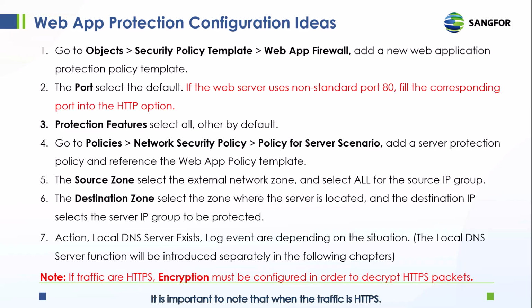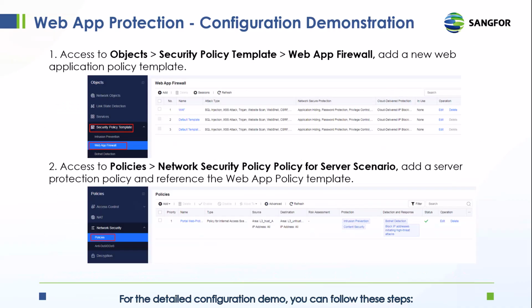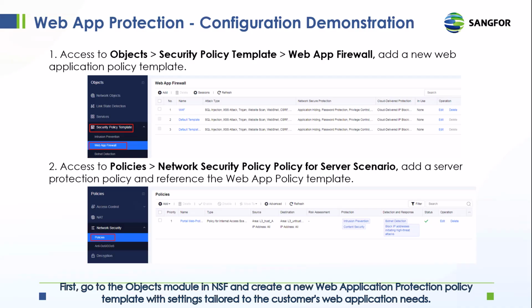It is important to note that when the traffic is HTTPS, encryption must be properly configured to enable decryption of HTTPS packets. For the detailed configuration demo, you can follow these steps. First, go to the Objects module in NSF and create a new web application protection policy template with settings tailored to the customer's web application needs.